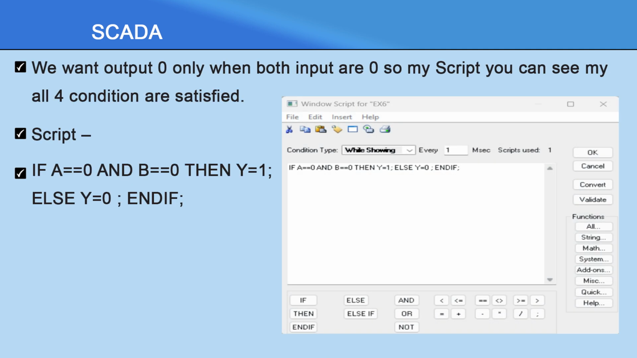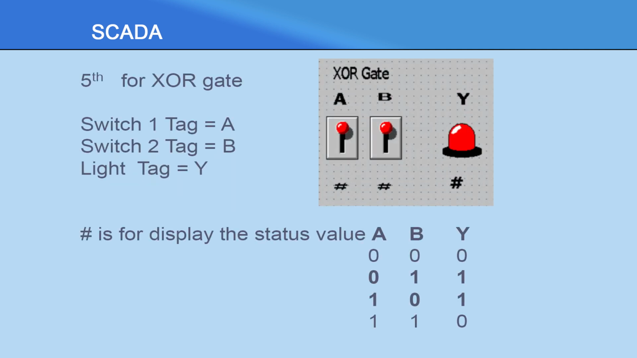Simple. If A is 0 and B is 0, then Y equals 1, else Y equals 0, end if. Okay. When both are 0, then only Y will be 1, else for the other conditions Y will be 0. Got it? So this is how we can implement the NOR gate using SCADA programming. Okay. Now fifth, the XOR gate.